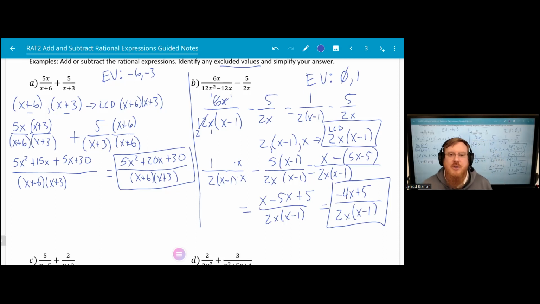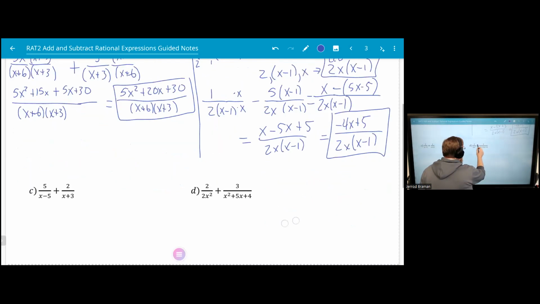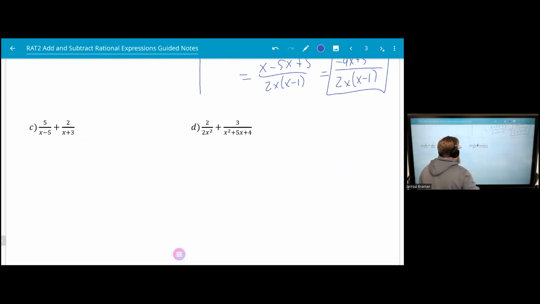All right, here is your job. You're going to do letters C and D, but you'll notice they're both addition, and that's an accident. Letter D is actually going to be subtraction: 2 divided by 2x squared minus 3 divided by x squared plus 5x plus 4.